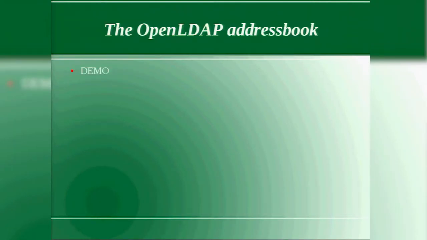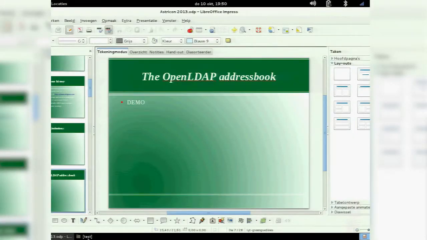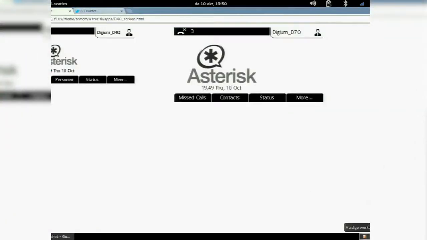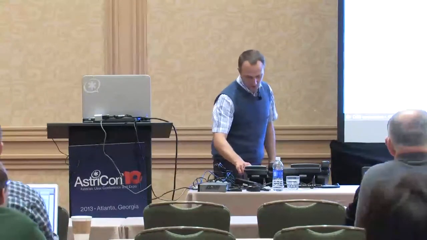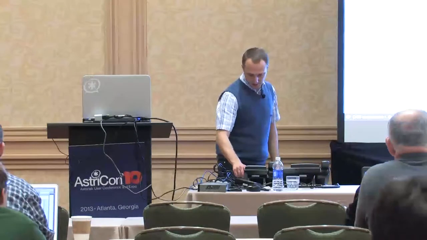I'll do a short demo of the OpenLDAP address book, and then I'll show you the code, how it's made. As you can see, this one is a D40, that's a D70. The screen sizes are different, and you have to keep that in mind when creating apps. I will come back to that later. On the D70, I have an easy button to go to the app. Here on the D40, I have to push more to go to apps. But with the new firmware, there will be a shortcut to go directly to your app.